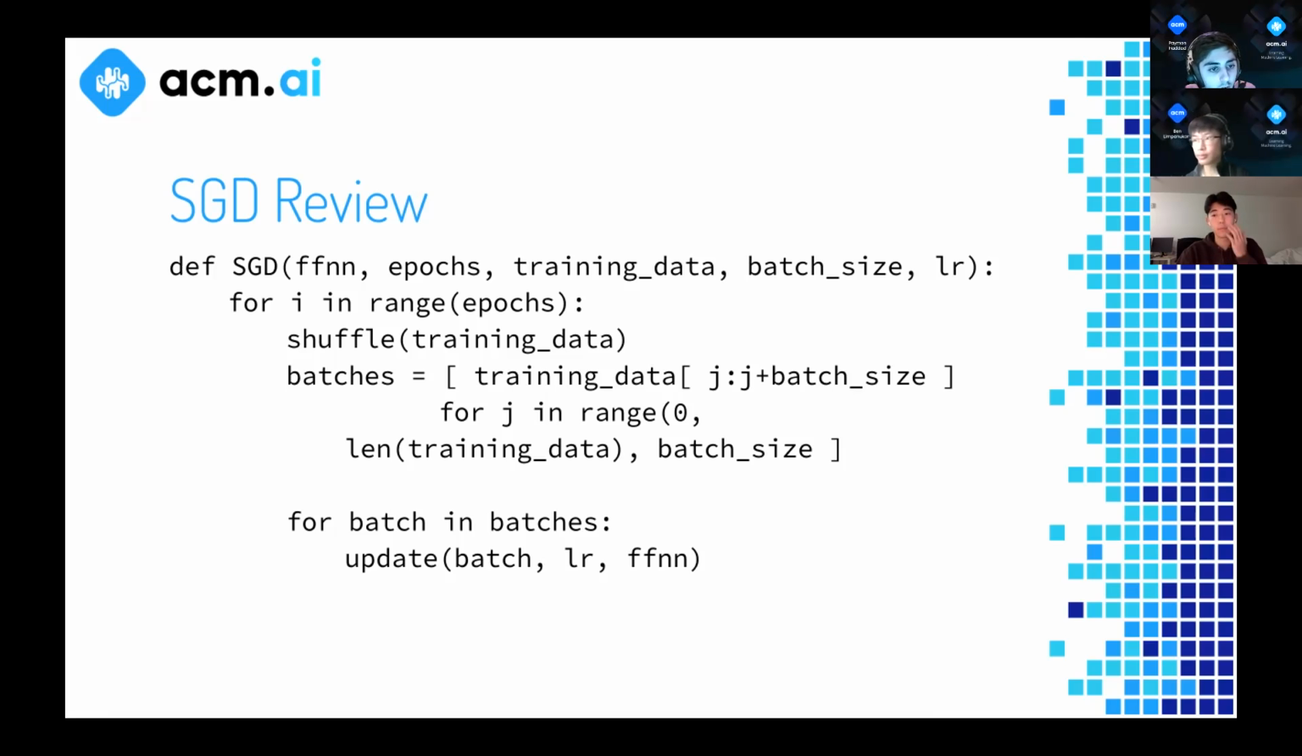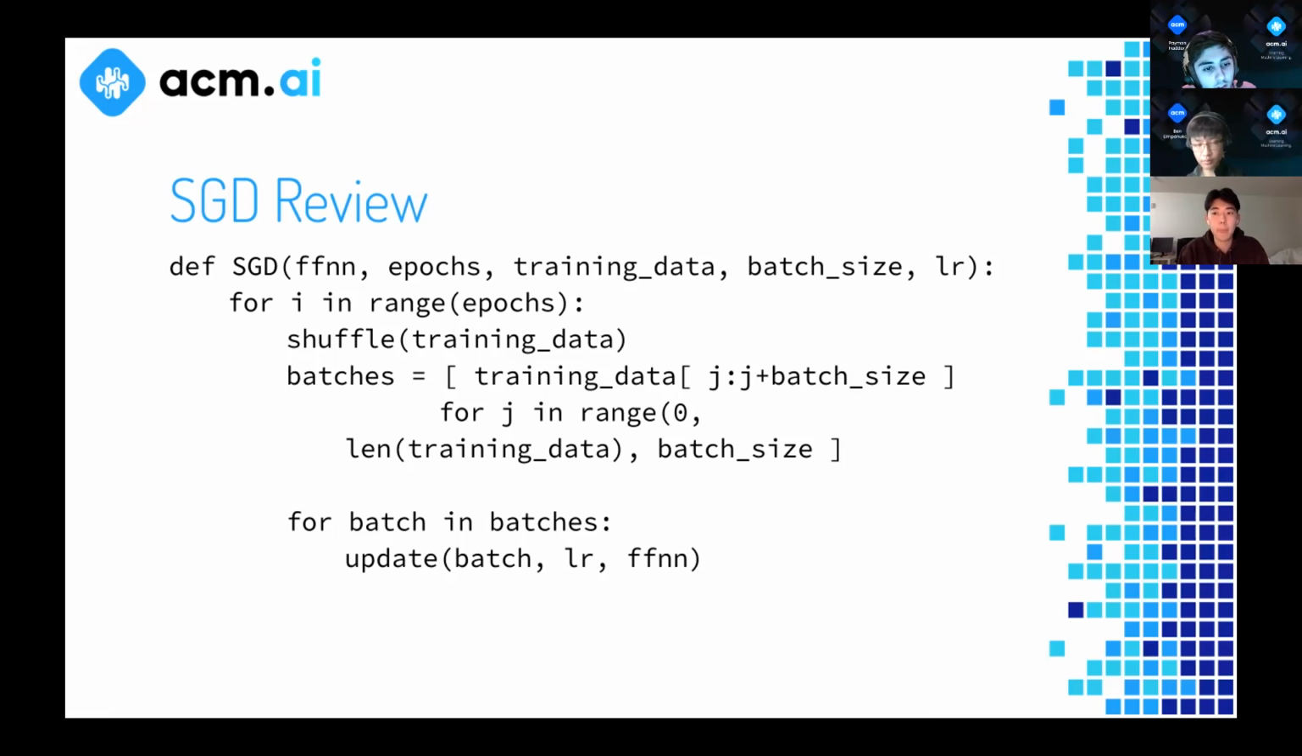So let's go through this line by line. First, on the outer loop, we're doing this for a set number of epochs. Whatever that value epochs is, that's the number of times we're going to loop through this. And then we have some arbitrary functions here that do what the name implies.